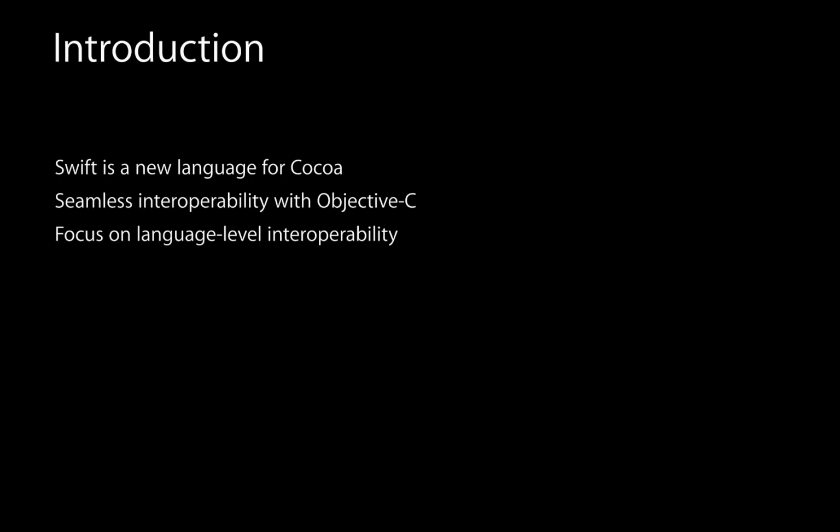We're going to talk about a couple different things here. Of course, Swift is a new language for Cocoa and Cocoa Touch development. Now, Cocoa is not written in Swift. It's written in Objective-C, a language you've been using for years and that all of your apps are written in. So interoperability between these two very different programming languages is absolutely critical. We're going to talk about how that interoperability works at the language level.